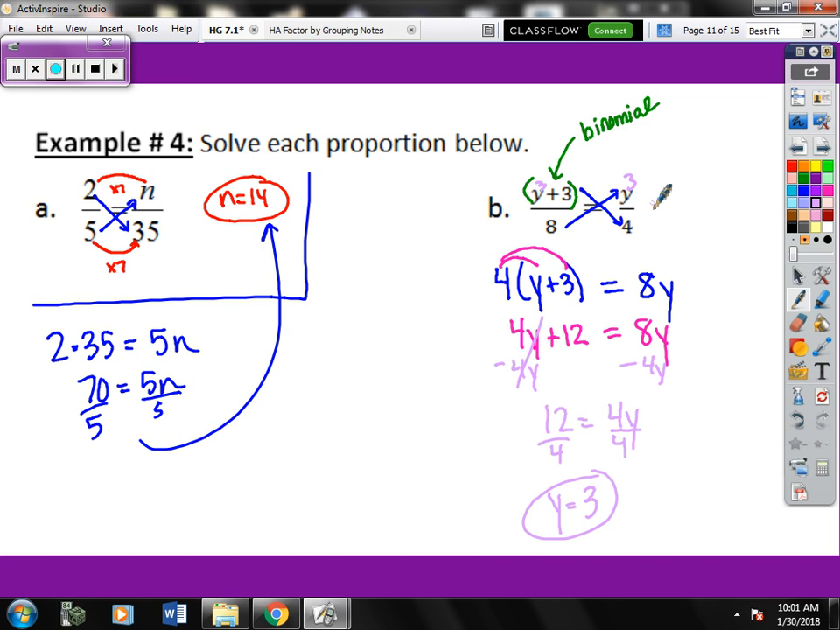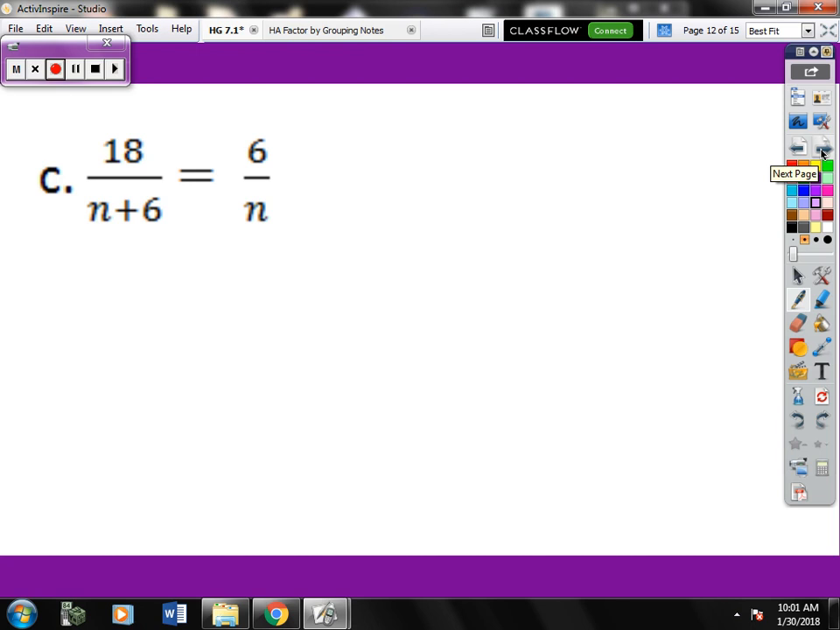Alright, due to time constraints, we're going to skip the next one because it's almost the same thing. If anyone did it, you do get n is 3.